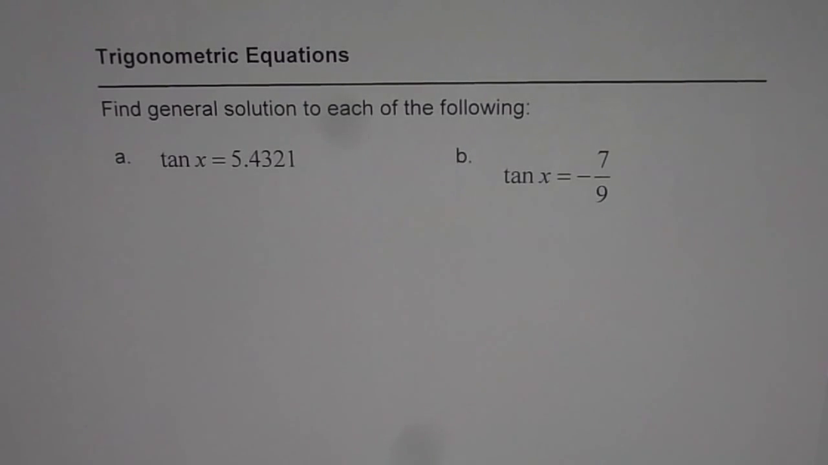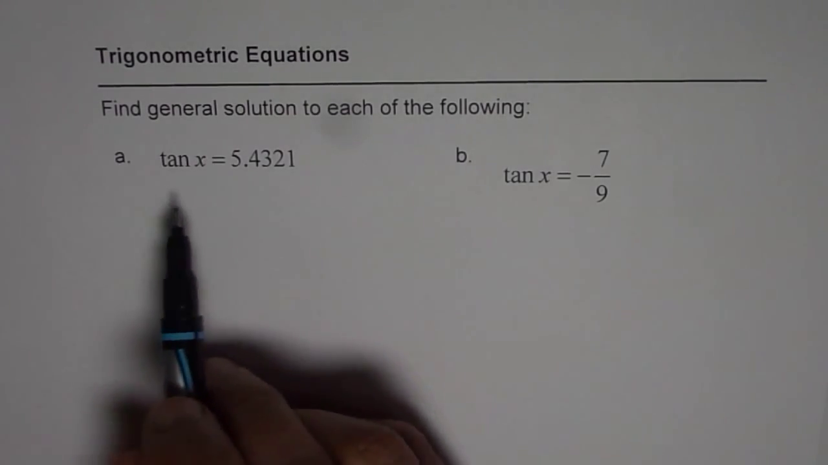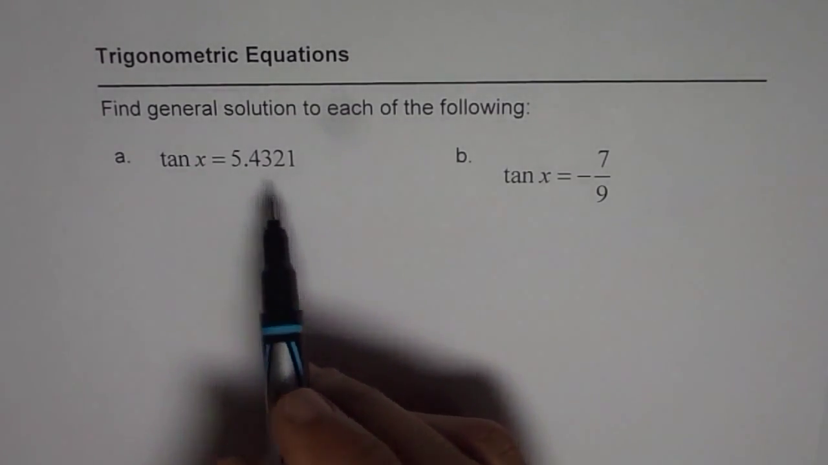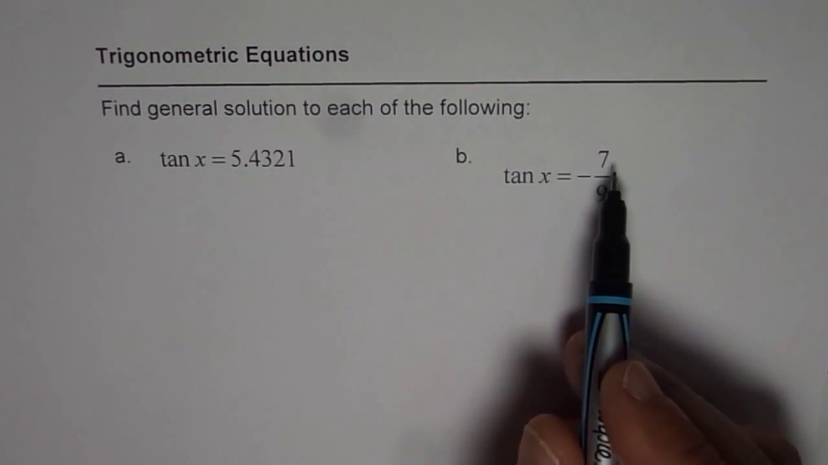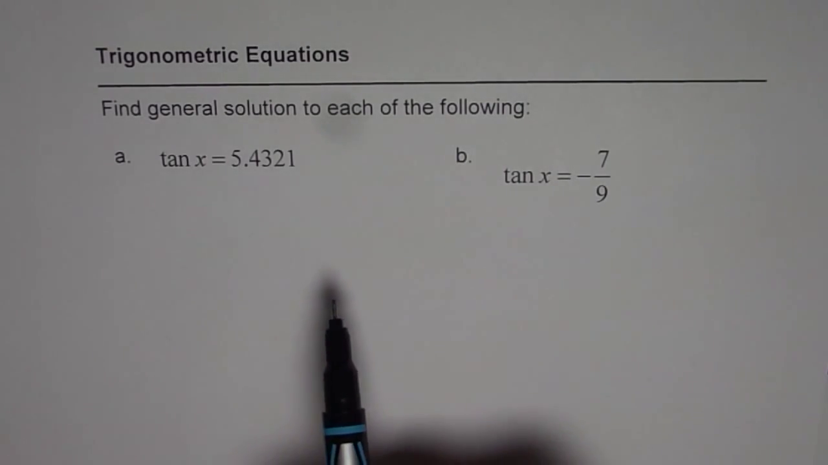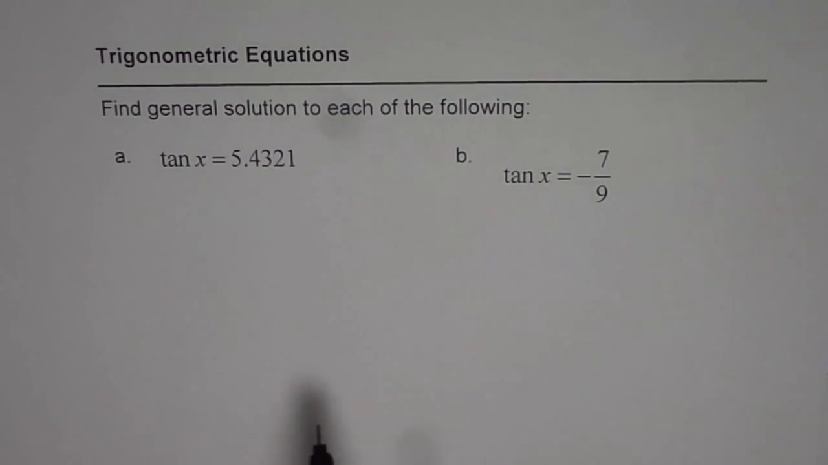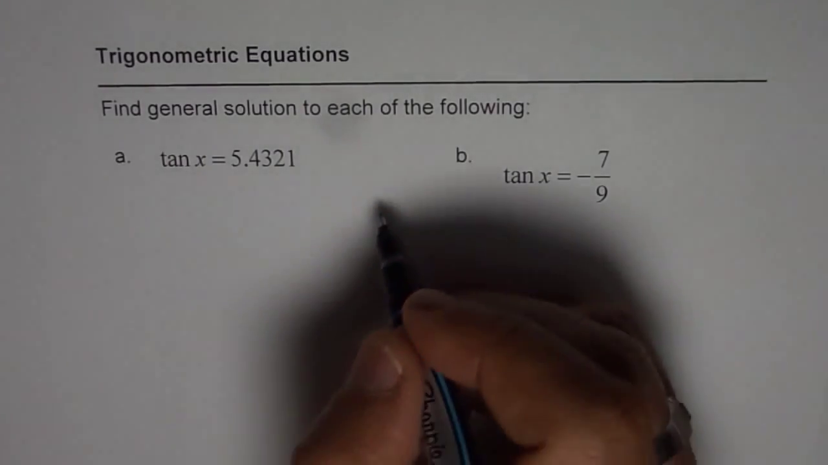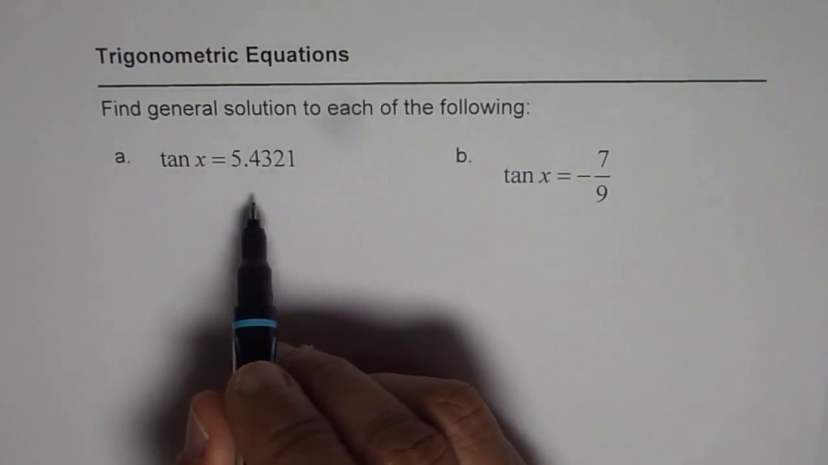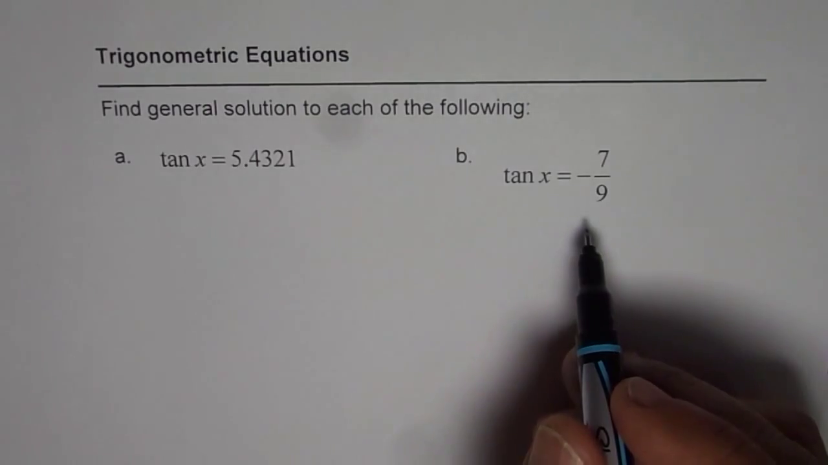I'm Anil Kumar, and in this video we'll try to understand how to find the general solution for a trigonometric ratio, mainly tan of x. So we have two examples here. Tan x equals 5.4321. The other one is tan x equals minus 7 over 9. So one is a positive value, the other one is a negative value. Now I will do one of these solutions in detail. The other one is for you to practice.